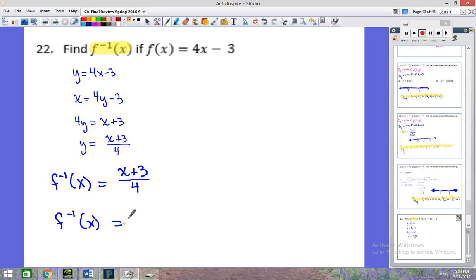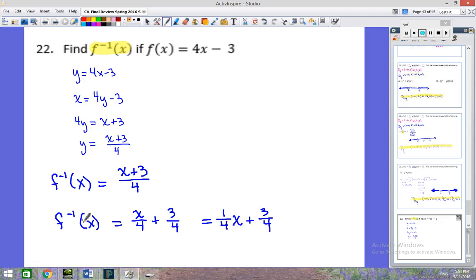You're dividing both of these terms by 4. So this x gets divided by 4, and this 3 gets divided by 4. And to divide by 4 is the same as to multiply by 1/4. So you might even see this first term written as 1/4 times x plus 3/4.